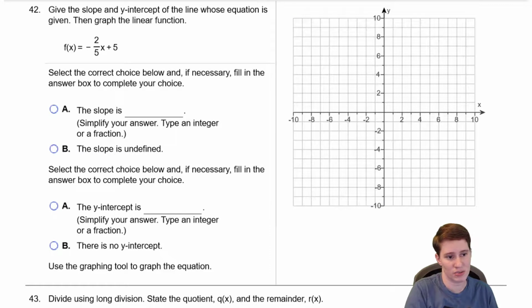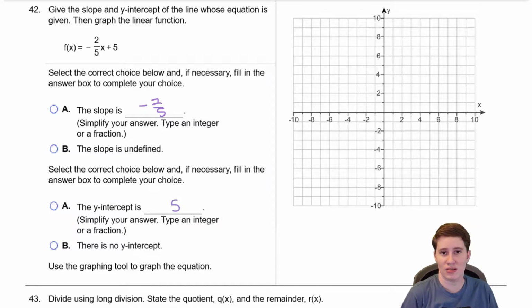Give the slope and y-intercept of the line whose equation is given, then graph the linear function. So this is in slope-intercept form. The slope is the number in front of x, which is -2/5. The y-intercept is the number that's being added or subtracted, so that's 5.